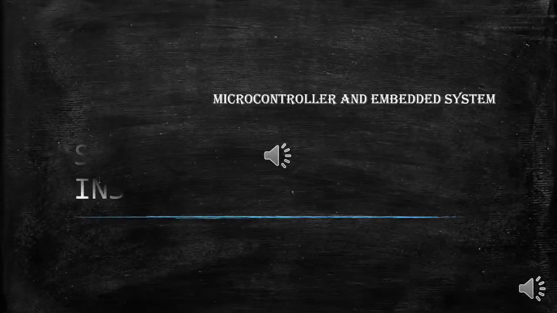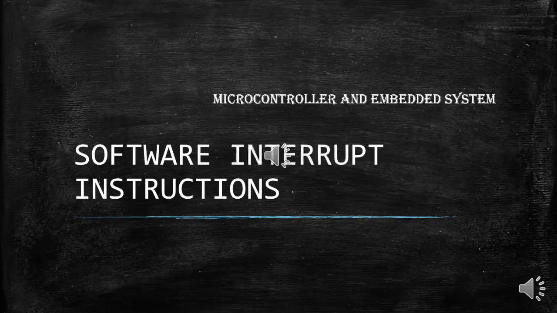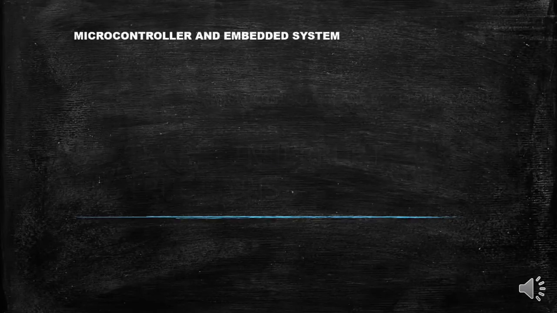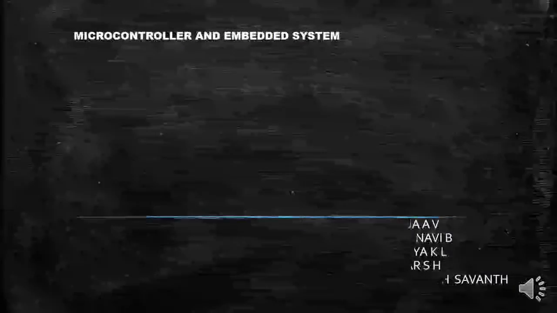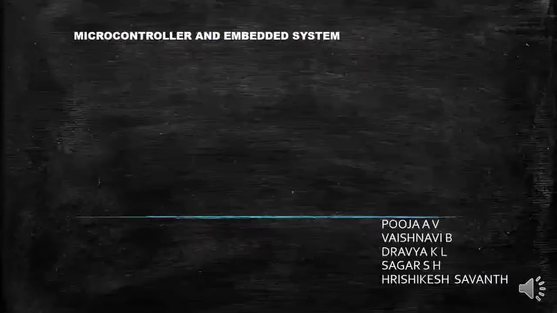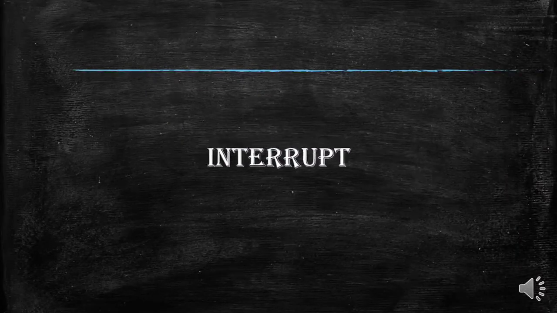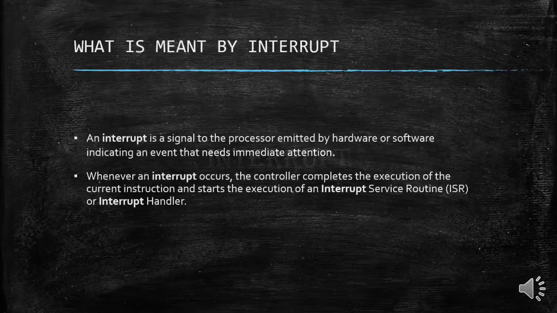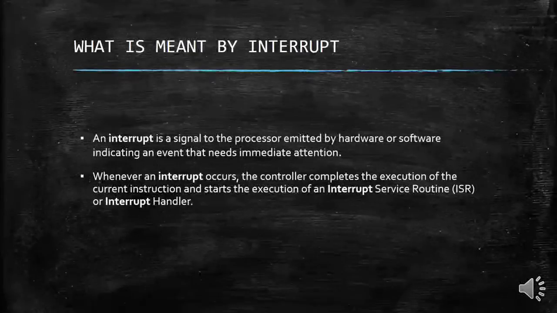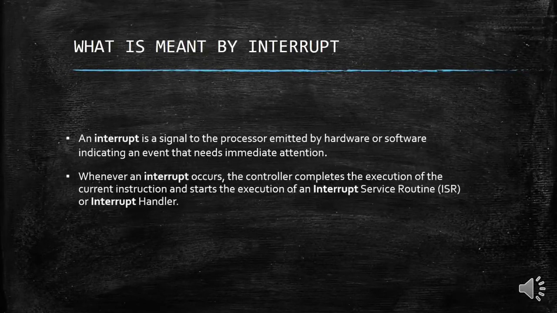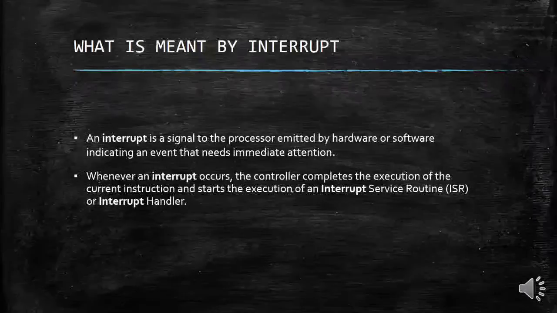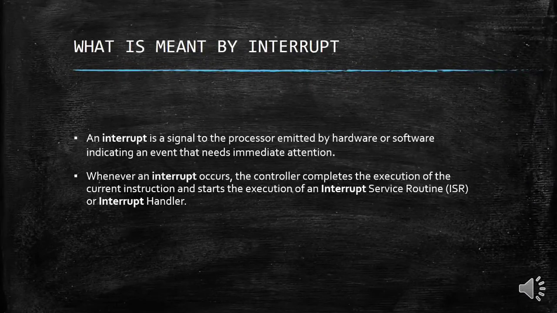Before directly going to the topic, let us know the basic concepts about interrupts. Then, what is meant by interrupts? Interrupt is a method of creating a temporary halt during program execution and allows a peripheral device to access the microprocessor. The microprocessor responds to the interrupt with an interrupt service routine, that is ISR, which is a short program to instruct the microprocessor on how to handle the interrupt.